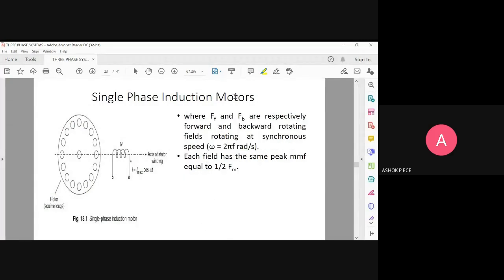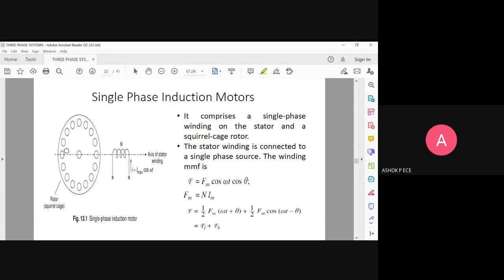In three phase, you will have three windings in the stator, and the rotor will have conductors, right? In the same way here, instead of having three windings, I'm going to have a single winding. It will have a single phase winding on the stator and a squirrel cage rotor. As usual, the rotor is squirrel cage with a lot of conductors, and you will have only a single winding. Single phase means single winding. And you are going to pass AC current through this winding.